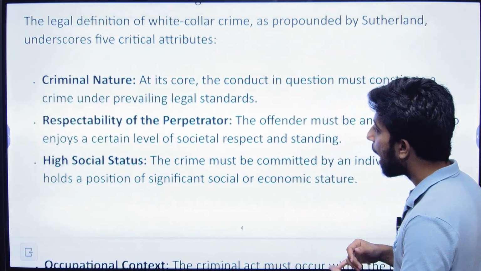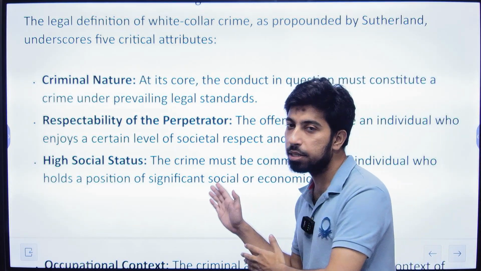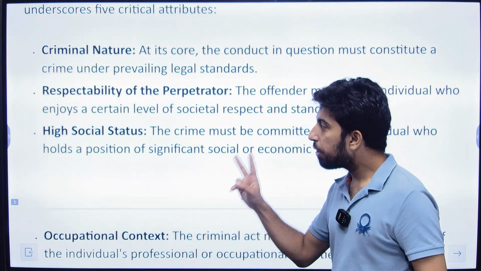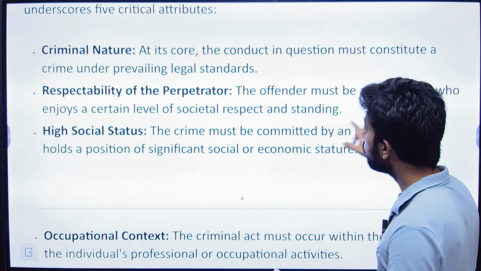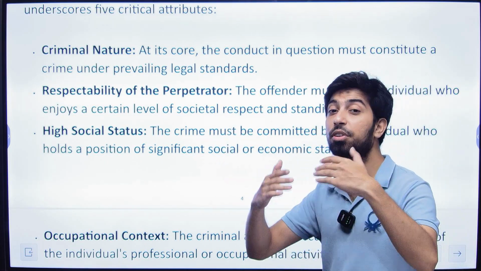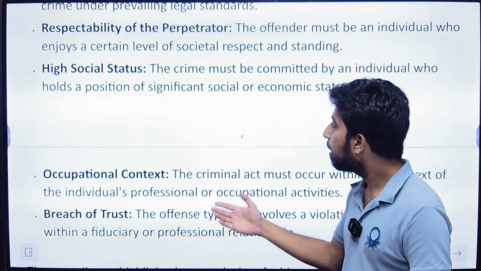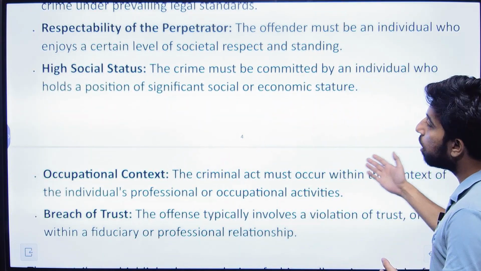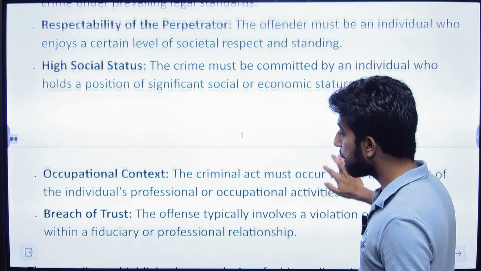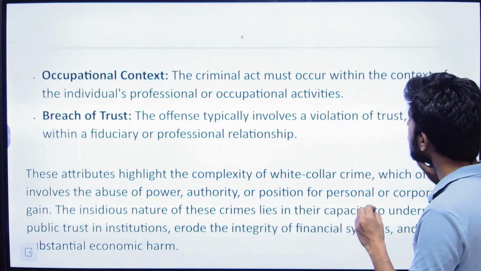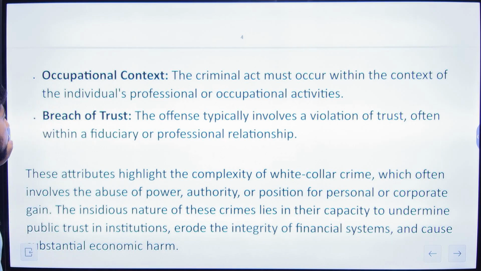One is criminal nature. At its core, the conduct in question must constitute a crime under prevailing legal standards. Two, respectability of the perpetrator. I've told you, the offender must be an individual who enjoys a certain level of societal respect and standing. Then high social status. Obviously, the crime must be committed by an individual who holds a position of significant social or economic stature. Occupational context. The criminal act must occur within the context of the individual's professional or occupational activities.